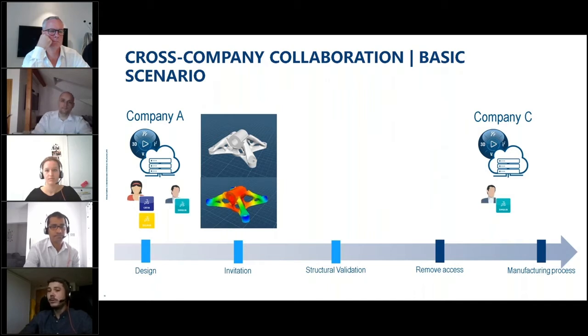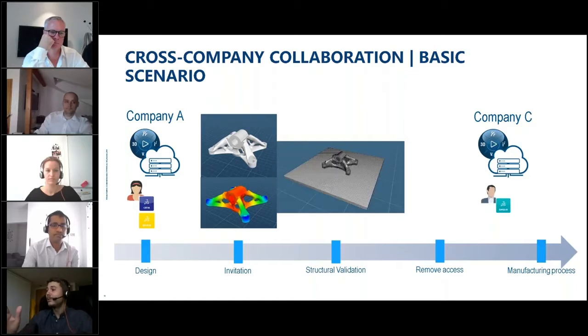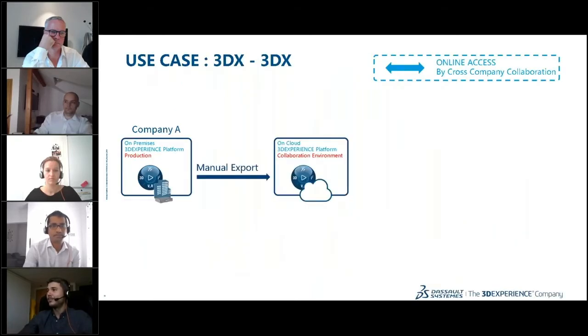Here we have two points I would like to highlight. The first one is IP control. I control who has access to my data and who is capable of doing what on my cloud tenant. Then we can remove company C, and then we can go on with additional capabilities, such as manufacturing preparation. All right. Next slide. Yep, perfect.